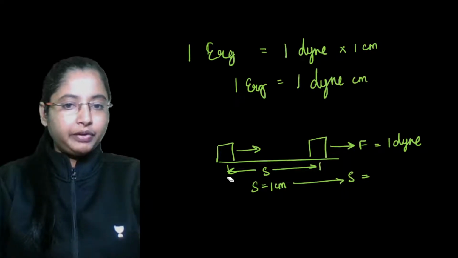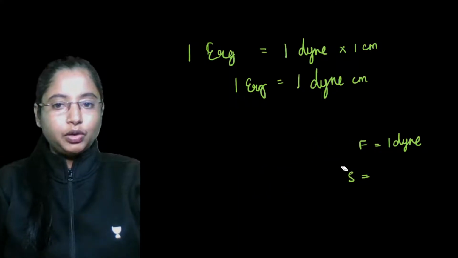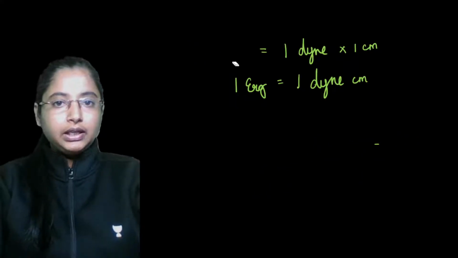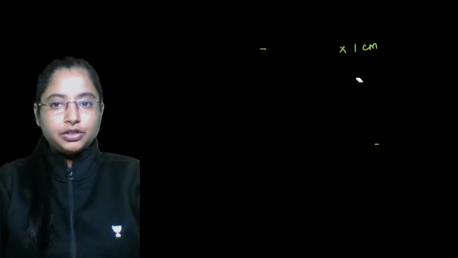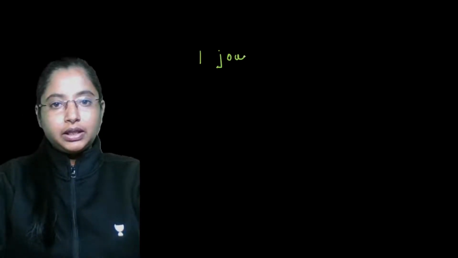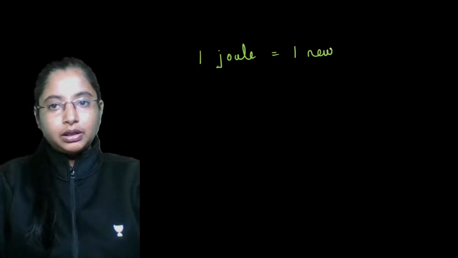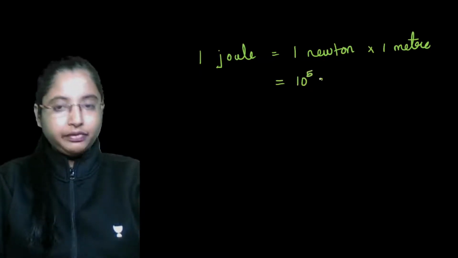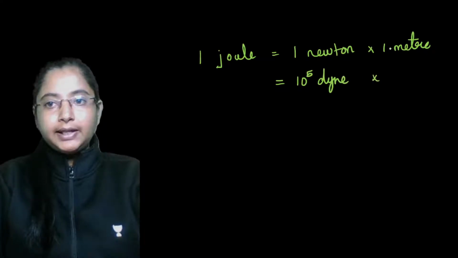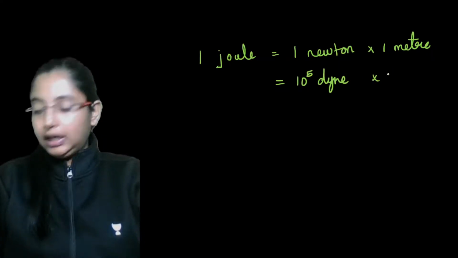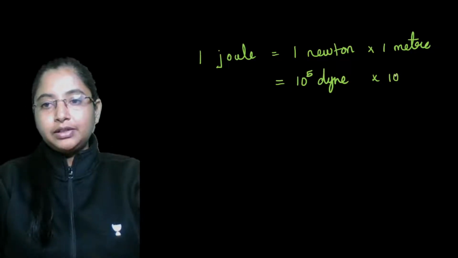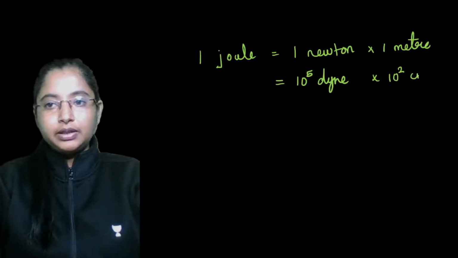How can we convert? The conversion is very easy if you want to convert from joule to ergs. Let's take 1 joule. 1 joule is equal to 1 Newton times 1 meter. 1 Newton is about 10 to the power of 5 dyne, so that is 10 to the power of 5 dyne times 1 meter. 1 meter is 100 centimeters, so that is 10 to the power of 2 centimeters.